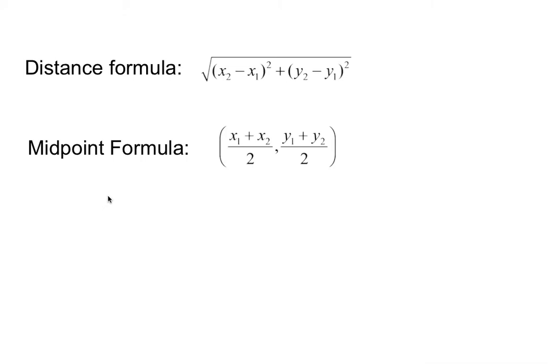For the distance formula, you take x2 minus x1 and you square that. Then you find the difference between your y coordinates and you square that. And then after you find the sum of those two, you find the square root. The midpoint formula is x1 plus x2, so you add your x's together and then divide that sum by 2. You add your y's together and divide that by 2.